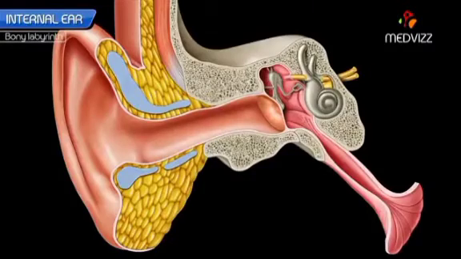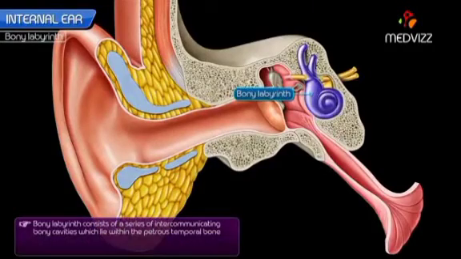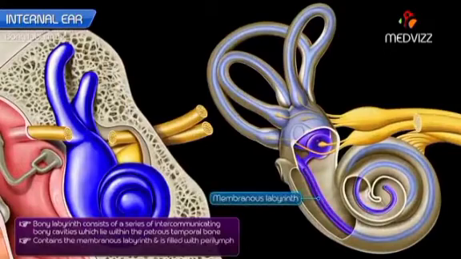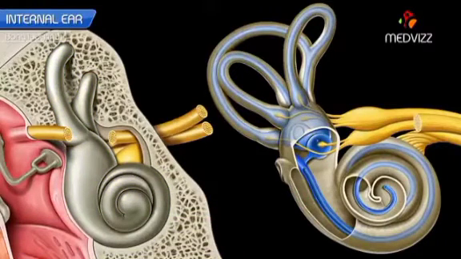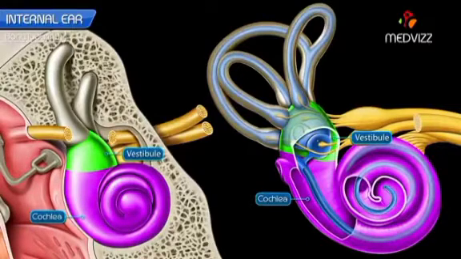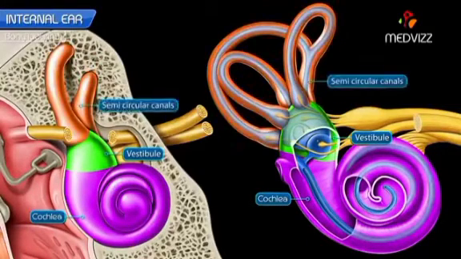Bony labyrinth. The bony labyrinth consists of a series of intercommunicating bony cavities which lie within the petrous temporal. It contains the membranous labyrinth and is filled with perilymph. It is about 18 millimeters in length. The bony labyrinth has three parts: cochlea, vestibule, and three semicircular canals.